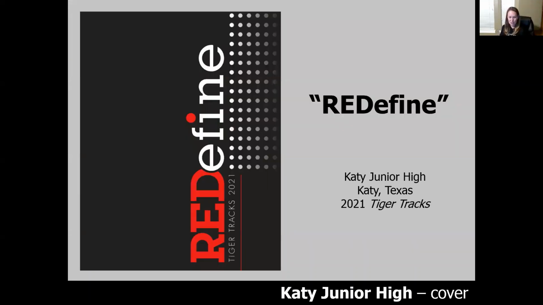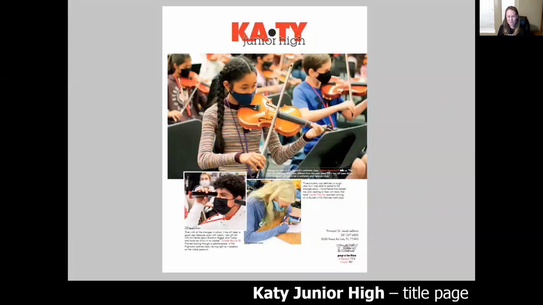Okay. Our next example is Katy Junior High, and this is the cover, and their theme is redefine. So we see a red, white, and black color palette, and we see a really good serif font, and then this dot pattern that I'm thinking we'll see again throughout the book. When you open up to the title page, you see that they've carried out the dot between Katy, and then just started out with some photos right away on the title page.